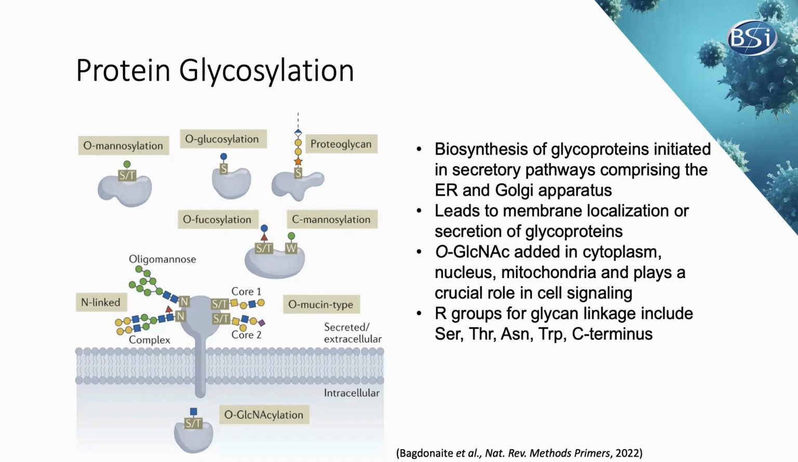N-link pathways target the nitrogen atoms of asparagine residues, whereas O-link pathways will target the oxygen atoms of serine and threonine residues. And we also have C-link pathways that can target the carbon atoms of tryptophan residues. Many of these glycosylation events are observed on proteins known to be secreted or displayed extracellularly, owing to their role of glycosylation in mediating extracellular protein stability and function. And we also have membrane-bound glycoproteins.